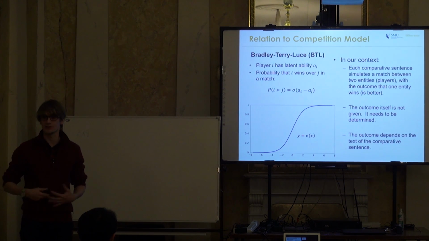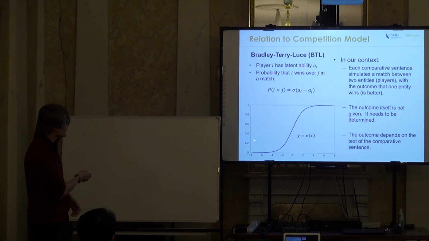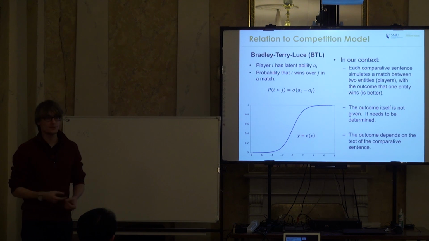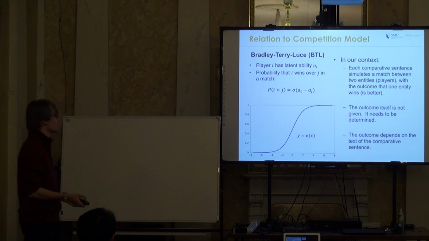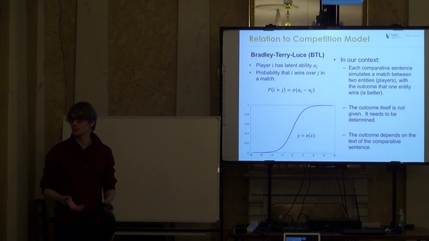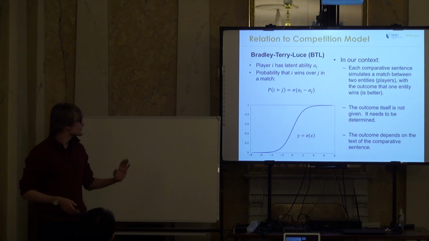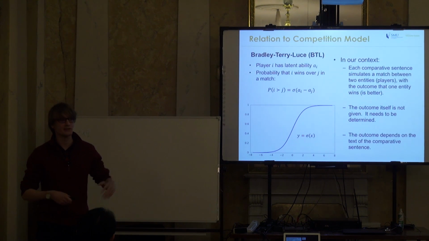In this case, if the latent score of player A is much higher than that of player B, then the probability tends to go to 1, indicating that player A is more likely to win the game. So in our case, we have sentences, and we can consider the sentences as a competition between two entities, except that we don't actually know what the outcome of the comparison is, and it depends on the way we write the sentence.